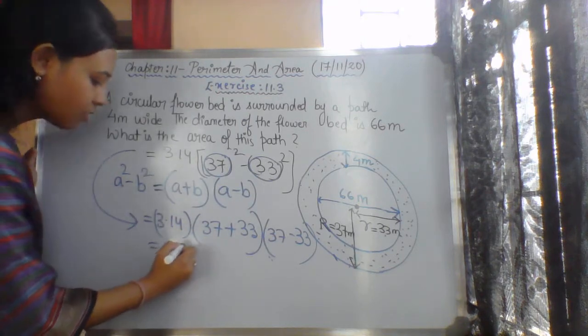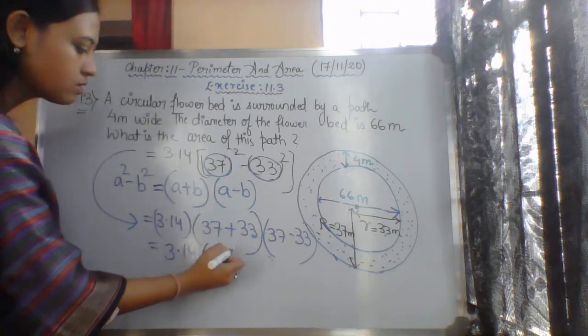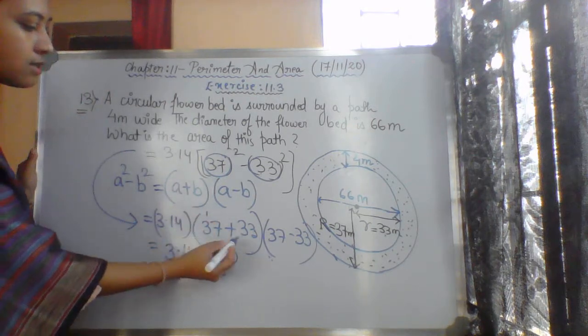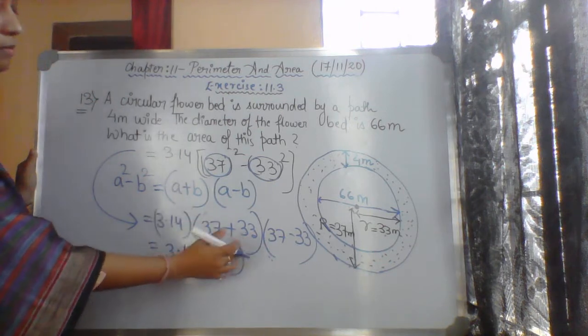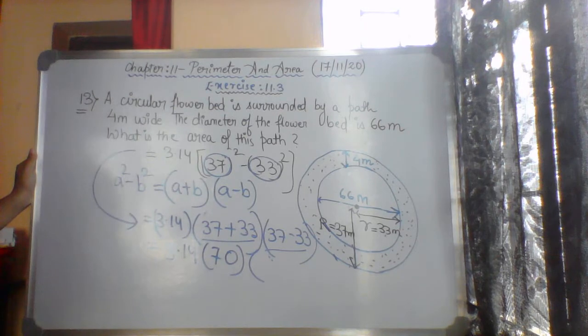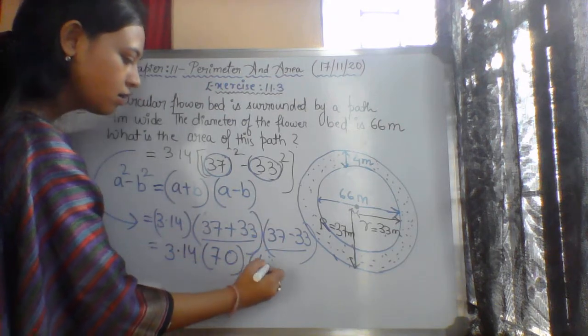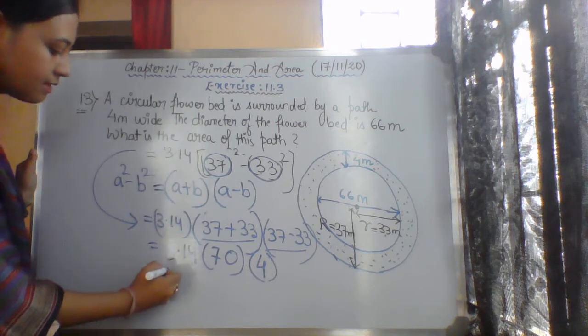So it will come 3.14 times 37 plus 33. How much? 7 plus 3, 10, 1 is there, 3 and 3, 6, 70. Okay, this value came 70. Now 37 minus 33: 7 minus 3, 4; 3 minus 3, 0. So 4. Okay, now it's an easy calculation.